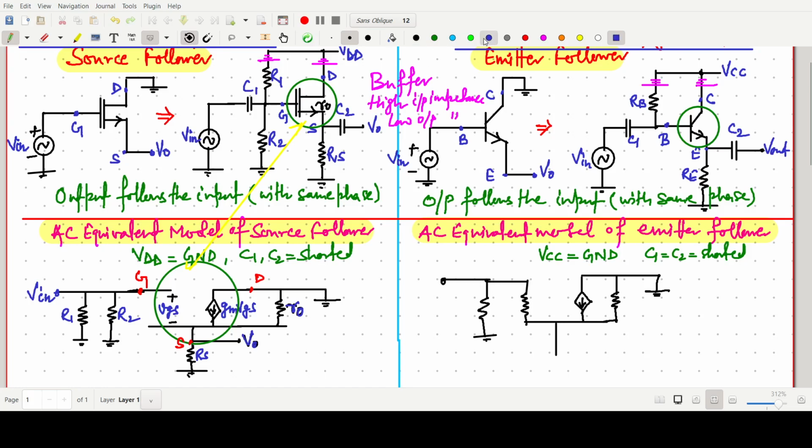So I'm just writing. This should be our V in, this one is RB, this one will be R pi, and this voltage will be V pi, and this one is our GM V pi, R naught, okay, and one resistance, R is resistance here.